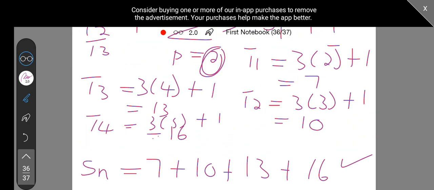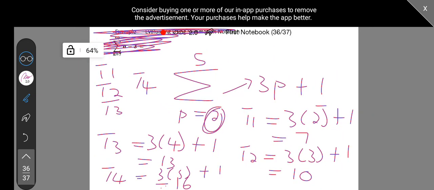Make sure you understand how to interpret the sigma notation. Thank you for watching.